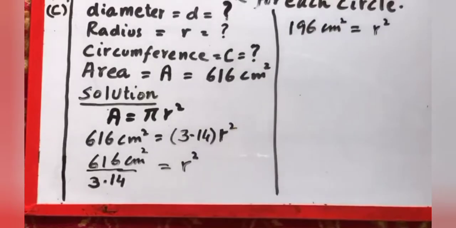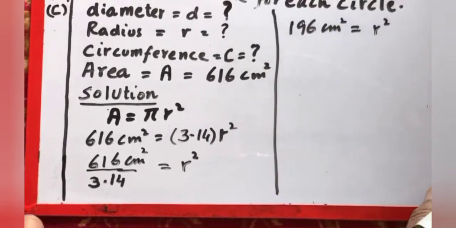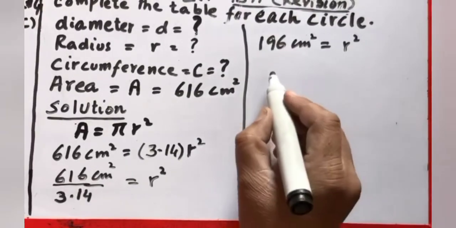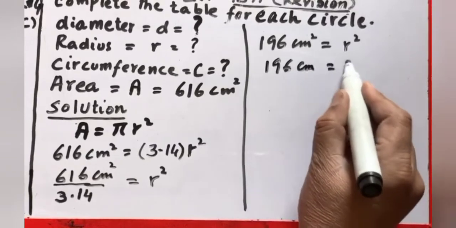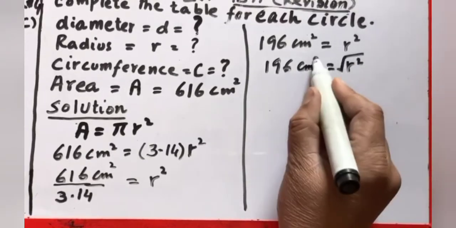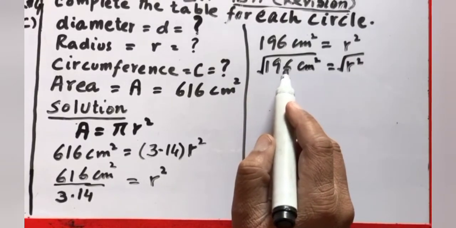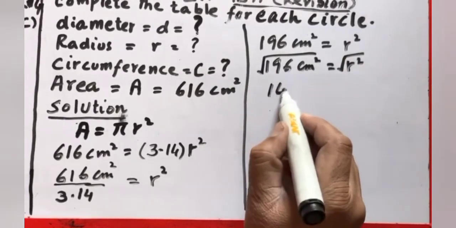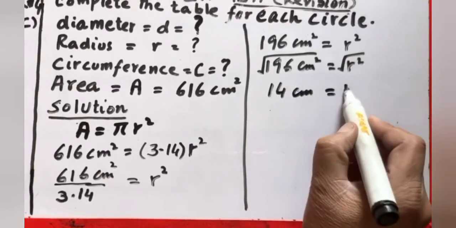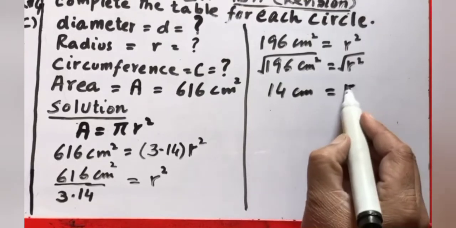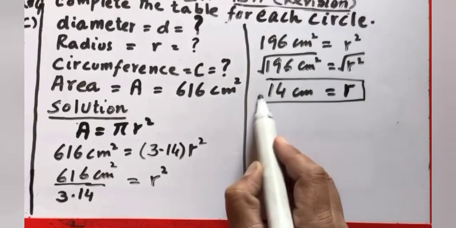By taking the square root on both sides, we can easily find the radius of a circle. If we take the square root of 196, we will have 14 centimeter, and if we take the square root of r square, we will have radius r. So in this way we have found the value of r, which is 14 centimeter.